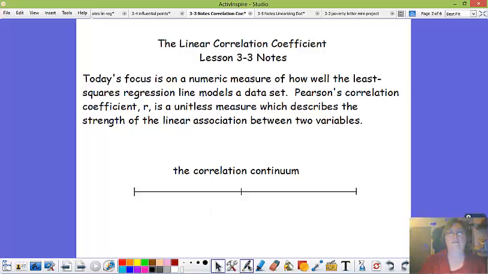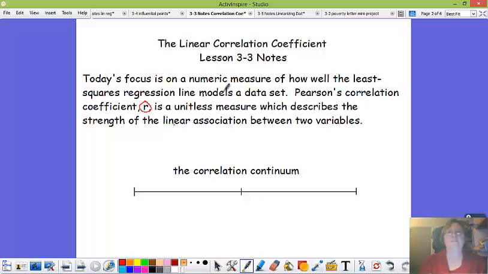Hi, here we are in our third lesson in our chapter on correlation and linear relationships. Today we're going to discuss a numeric measure of how well a line is suited to a set of data. We're going to be looking at Pearson's correlation coefficient, it's called. Normally we refer to that by the variable r.